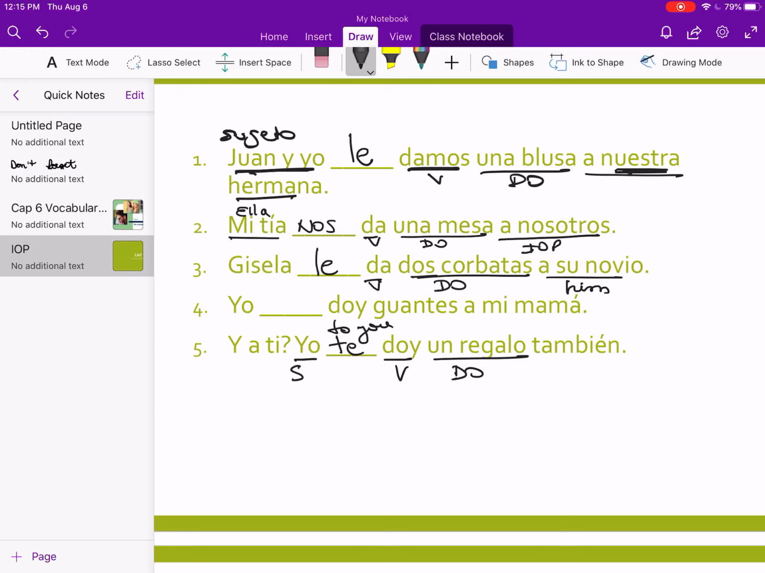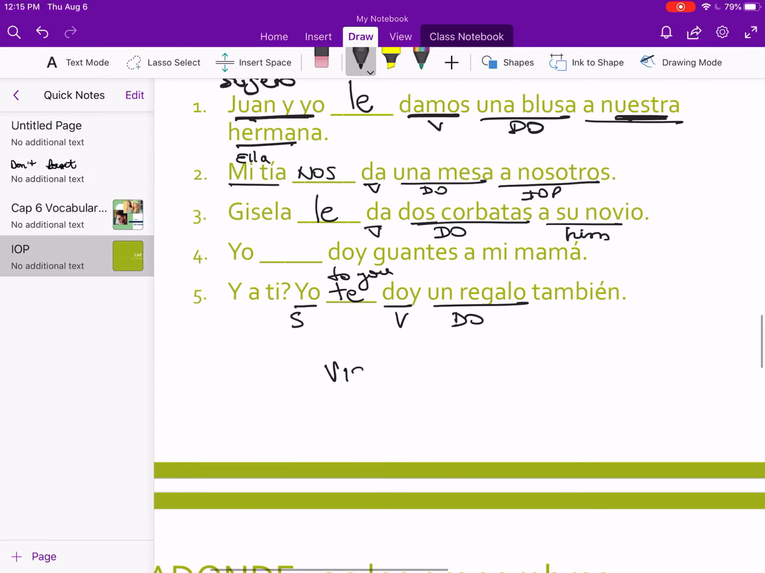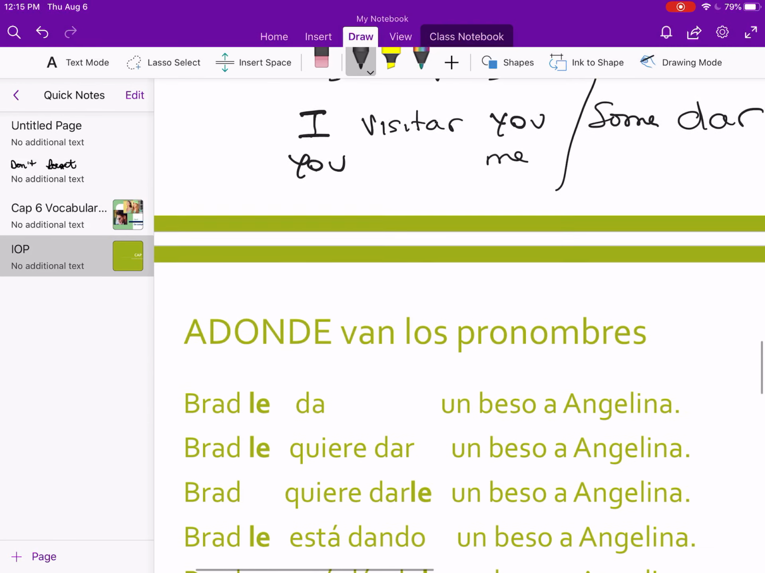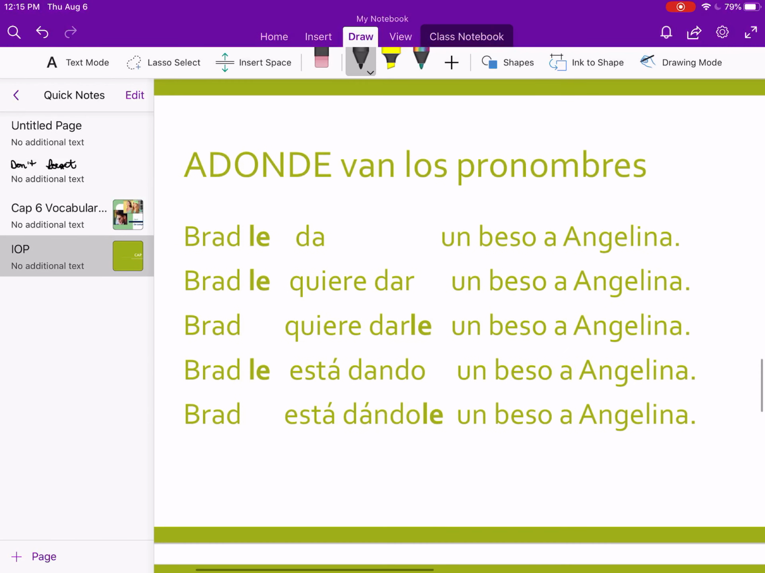Yeah? Notice that there's some verbs like visitar that doesn't allow for anything. Either I visit you, you visit me. There's no room for anything else. Now, verbs like that, which is to give, there's room for someone giving something to someone else. So there's room for these other things. But some verbs don't have any room. See?